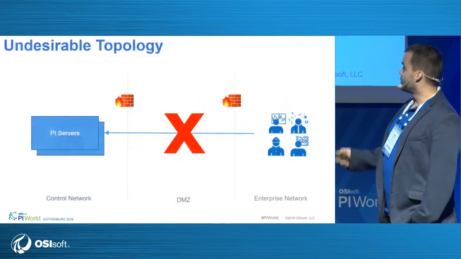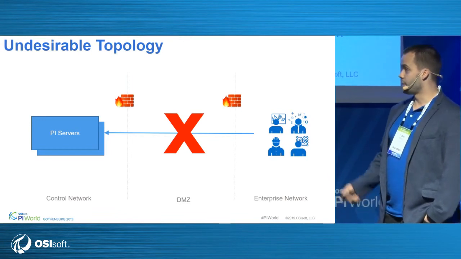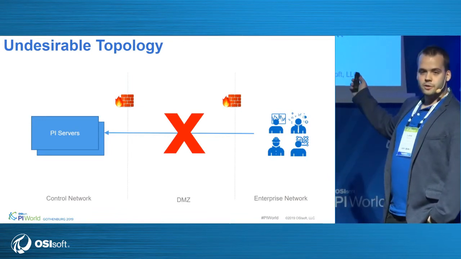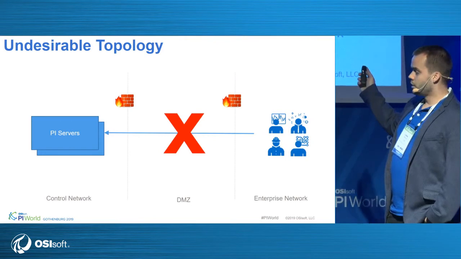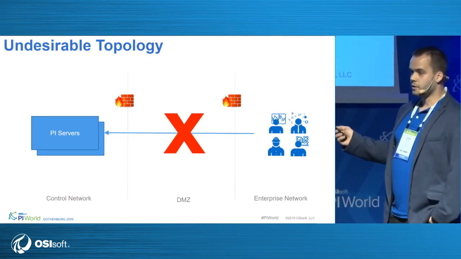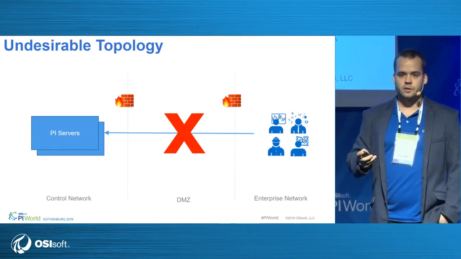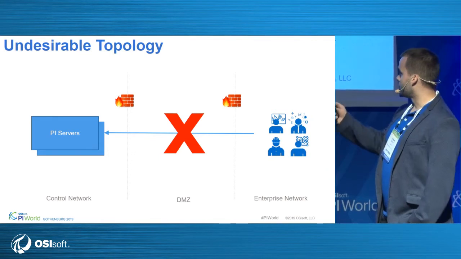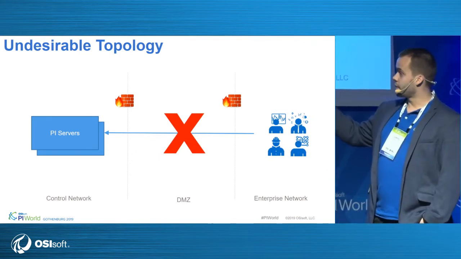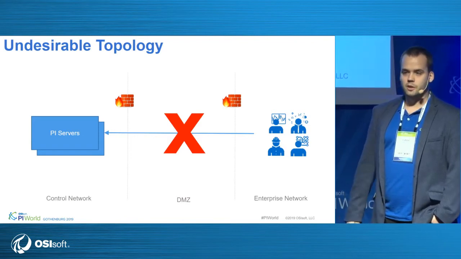But even with the PI system, there could be some bad architectures or bad topologies like this one, where we have all our users in the enterprise network on the right. These are users who typically have access to the internet, email. They basically present the largest attack surface out of all these networks. And they directly connect into the control network where we have our PI servers, our data collectors, and our data sources.